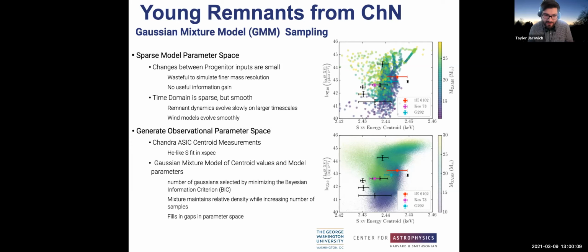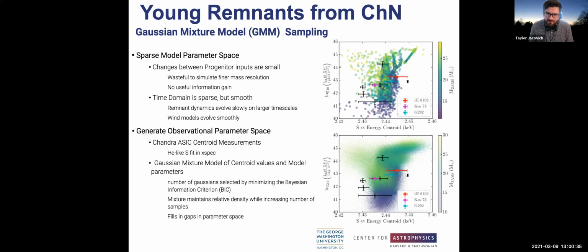Now, this had the added benefit of allowing us to fill in a lot of the gaps in our data, because using this model allowed us to maintain the same density of points for each individual input, but it allowed us to generate an arbitrary number of points, so we could then better understand the parameter space.